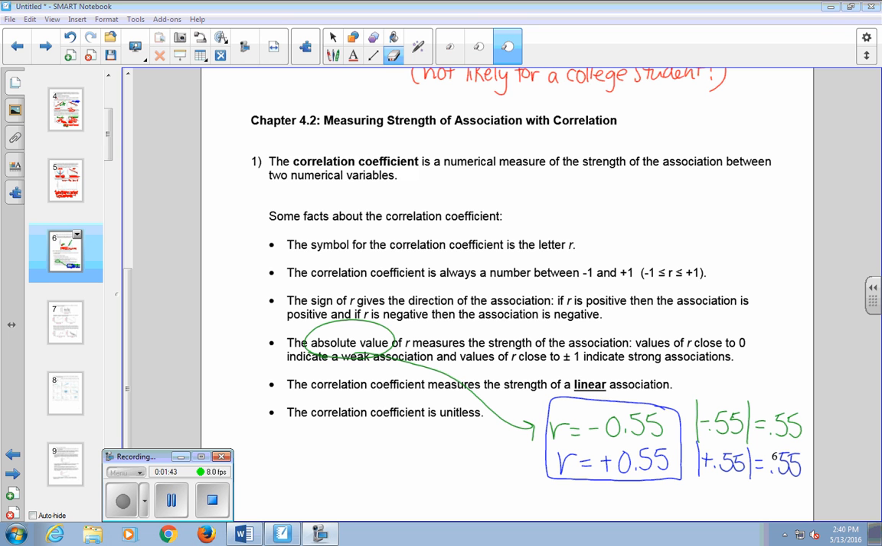Last thing, the correlation coefficient is unitless. So for instance, if we say our correlation is -0.55, we stop there. There are no units that go after it. Nothing that follows it. Nothing like dollar signs or pounds or anything like that. Again, unitless.